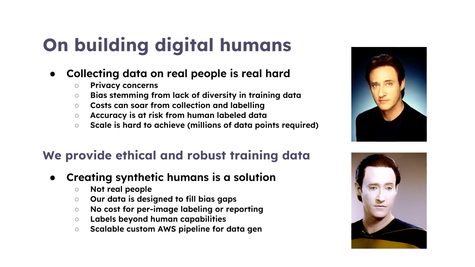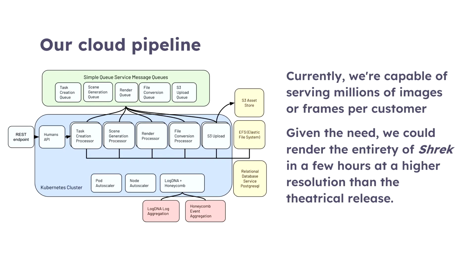We solve this with our custom AWS pipeline. And here is an overview of that pipeline. Our engineers leverage AWS managed services and Kubernetes to achieve dynamic scalability. Here we can allocate scale across customer jobs to balance loads. We run rendering and scene generation in separate steps as well. The architecture is designed to allow each step to scale independently, preventing any bottlenecks that would result from a monolithic approach. And currently we're capable of serving millions of images per customer.